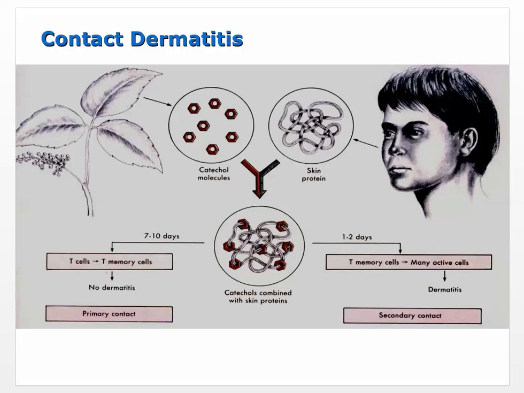So here we can see kind of an example. The catechol molecules from poison ivy will interact with proteins in the skin, and that's going to label those particular cells as foreign, and your T cells will then come down and try to destroy those, and not just destroy those, but also create an inflammatory response. Okay, inflammation.